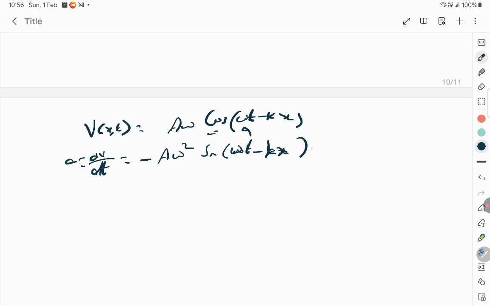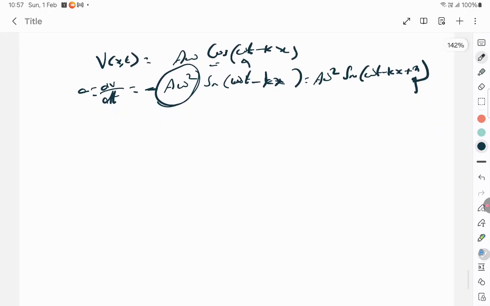And this you can write alternatively to remove the negative sign. You can write Aω² sin(ωt − kx + π), to show that the acceleration is π/2 ahead of velocity and π ahead of the position. So therefore the conclusion is that velocity is ahead of the displacement by π/2, and acceleration is ahead of the displacement by π. Okay, so that's about it. The maximum amplitude is always this, which is the coefficient of the sine. Okay, so that completes it.